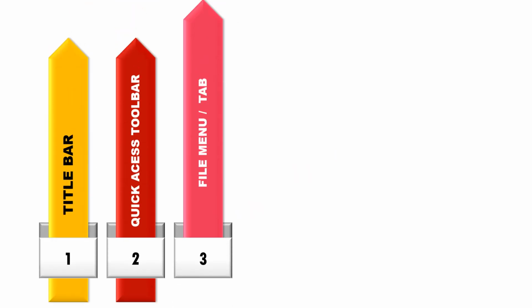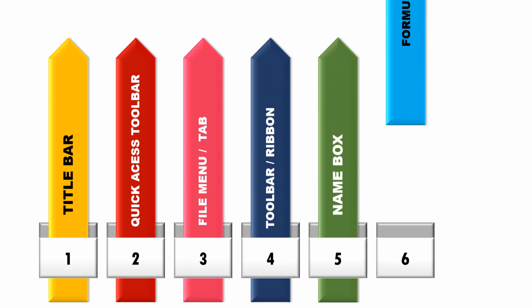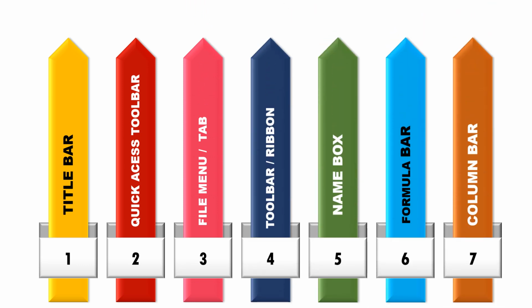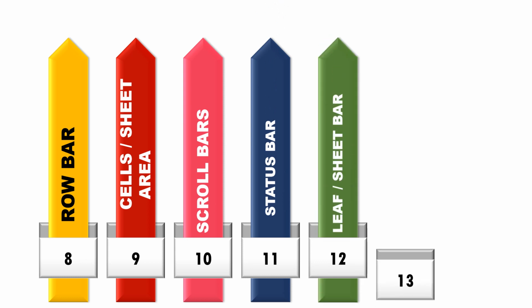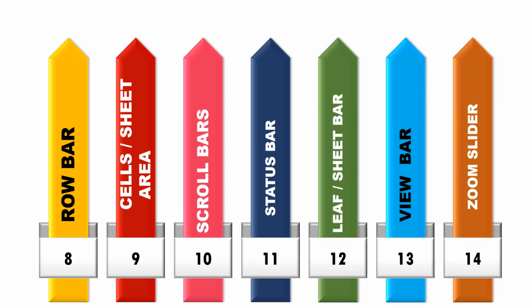The Excel workspace window is made up of many components, starting from title bar, quick access toolbar, file tab, toolbar or ribbon, name box, formula bar, column bar, row bar, sheet area, scroll bars, status bar, view bar and zoom slider.